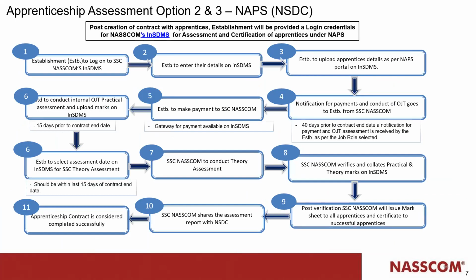And this is an assessment process. At the end of the apprenticeship, we run this assessment. There also we have a process, and in our internal portal, we call it INSDMS. A company has to register itself, declare the number of candidates it wants to assess, make the payment, and so on. And finally, the certificate will be given to the candidate after successful completion of the assessment. All the processes are existing, and nothing new needs to be discovered or evolved.